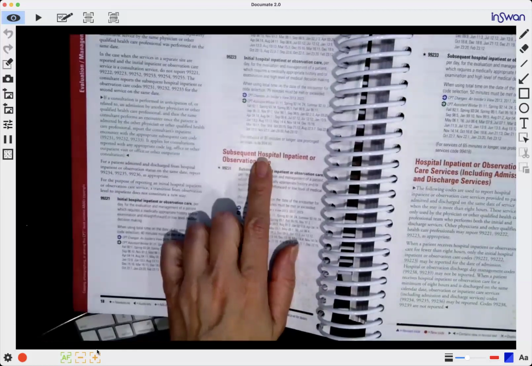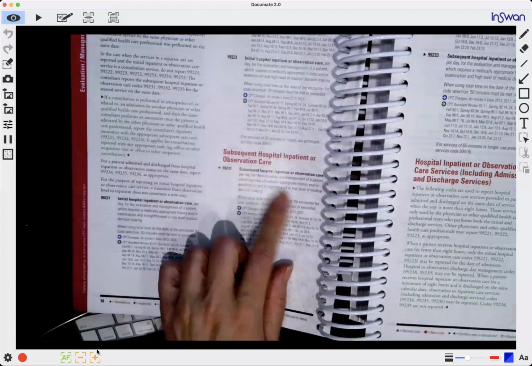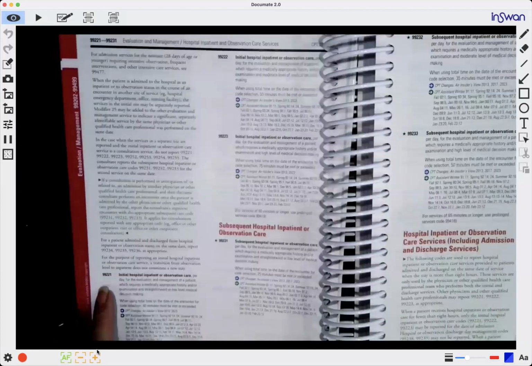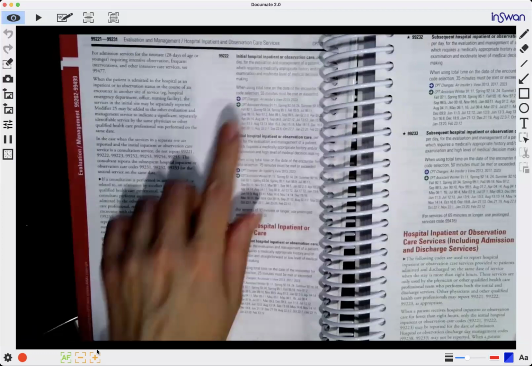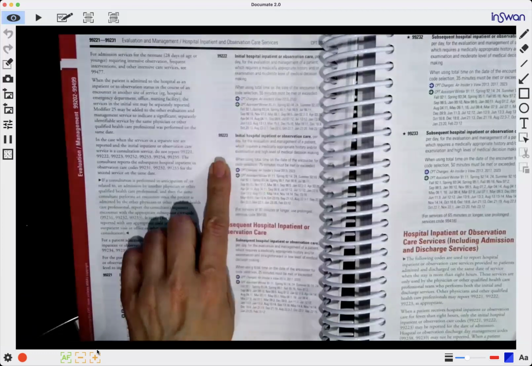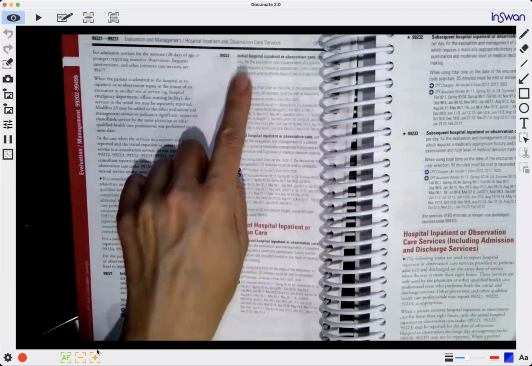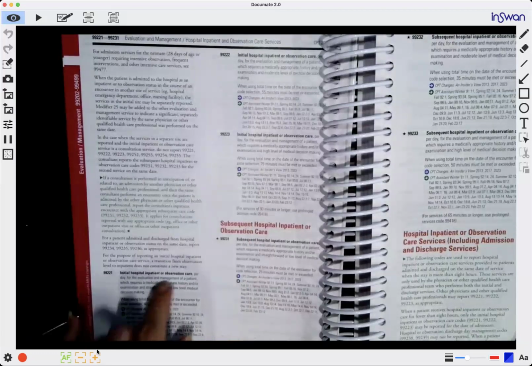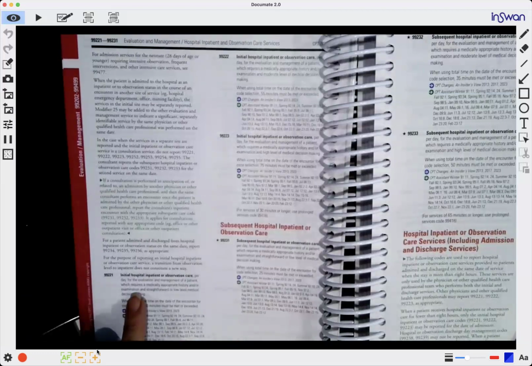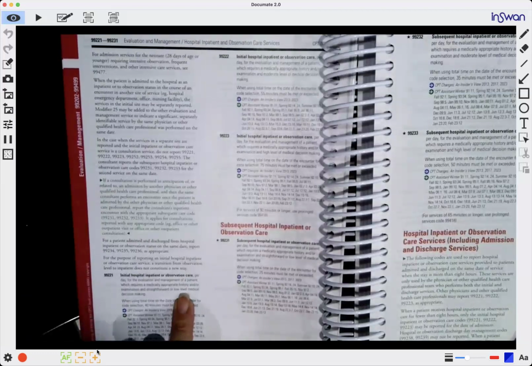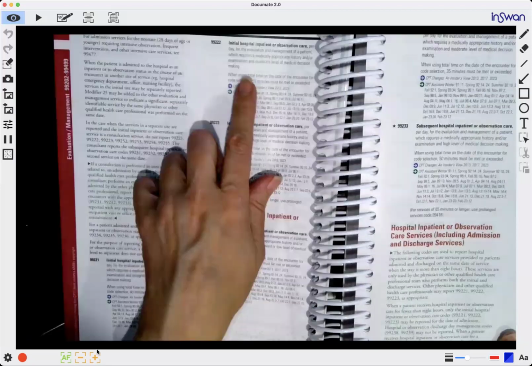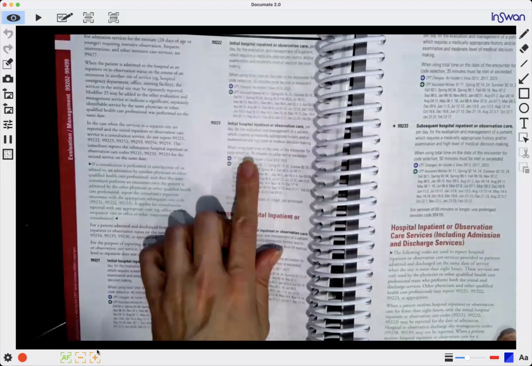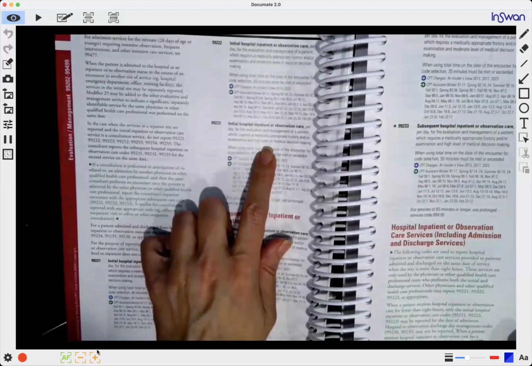And then here's your subsequent. So this would be your initial, this would be your subsequent. So the initial has either 99221, 99222, or 99223. So we only have 3 code choices for this particular subcategory. So this one was the straightforward or low medical decision making. This one here is moderate level of medical decision making, and this one here is high level of medical decision making.